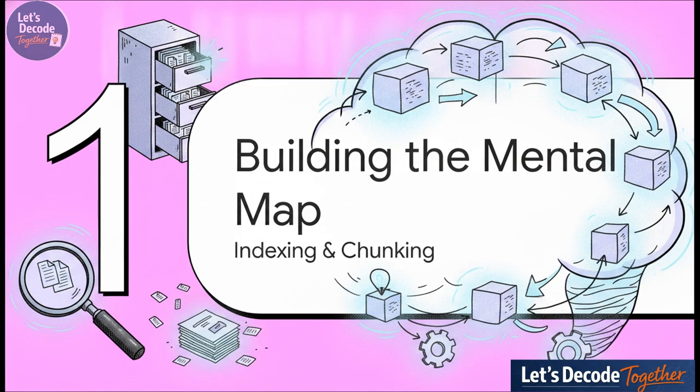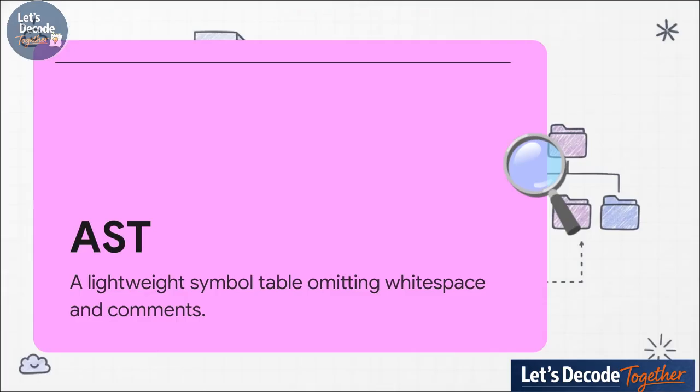Section 1. Building the mental map. The very first step in this whole pipeline is indexing. You see, Cursor doesn't just parse your code as raw, dumb text. Instead, it uses a parser called TreeSitter to generate an abstract syntax tree, or AST, for every single file in your repo. But here is the absolutely critical optimization.